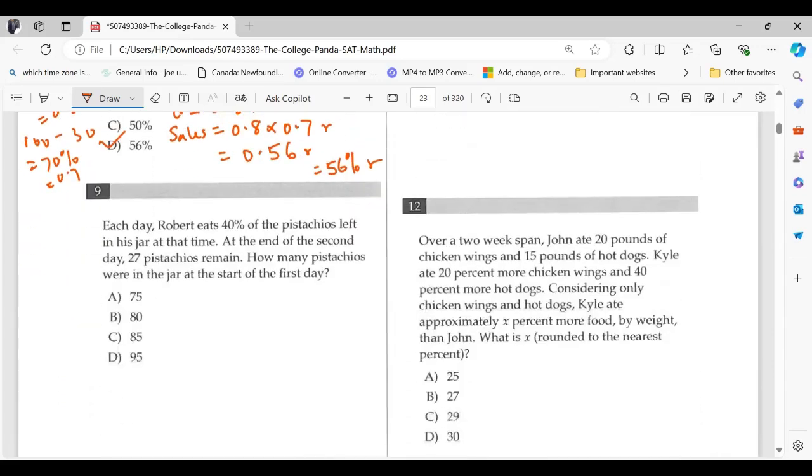Question number 9. Each day, Robert eats 40% of the potatoes left in his jar at that time. At the end of the second day, 27 potatoes remain. How many potatoes were in the jar at the start of the first day?